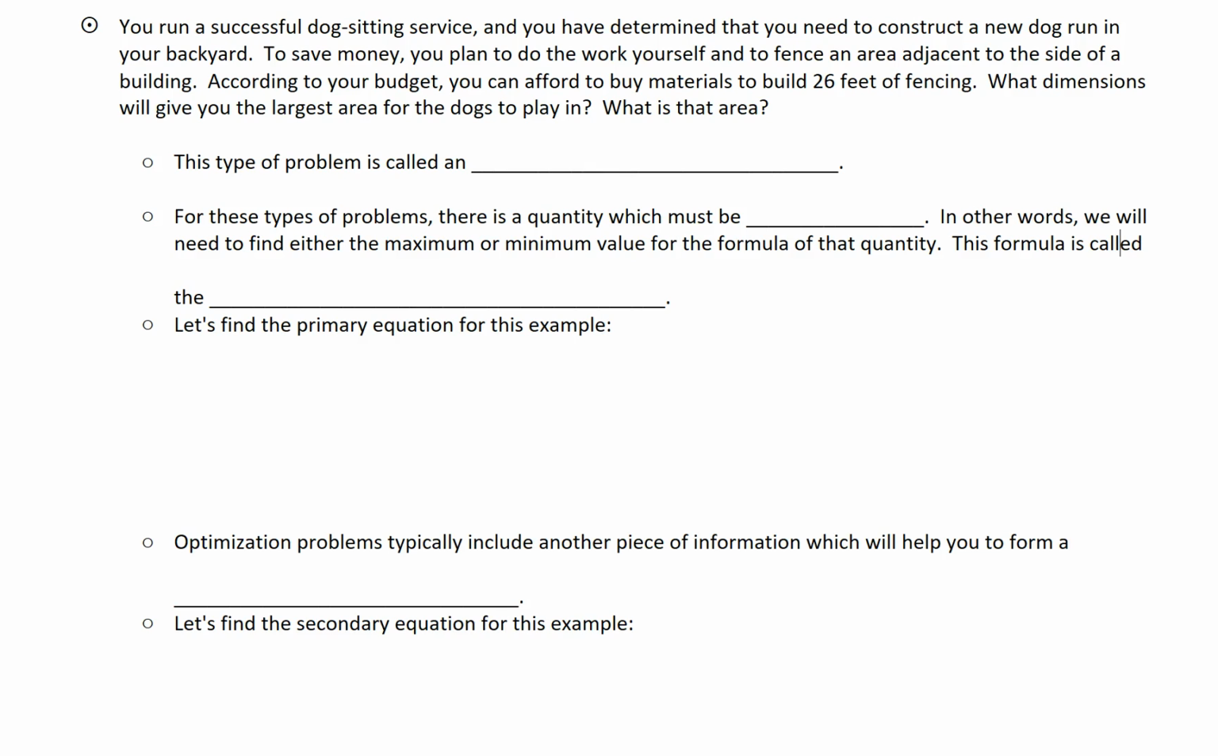It says you run a successful dog sitting service and you have determined that you need to construct a new dog run in your backyard. To save money, you plan to do the work yourself and to fence an area adjacent to the side of a building. According to your budget, you can afford to buy materials to build 26 feet of fencing. What dimensions will give you the largest area for the dogs to play in, and what is that area? So this type of problem is what we call an optimization problem.